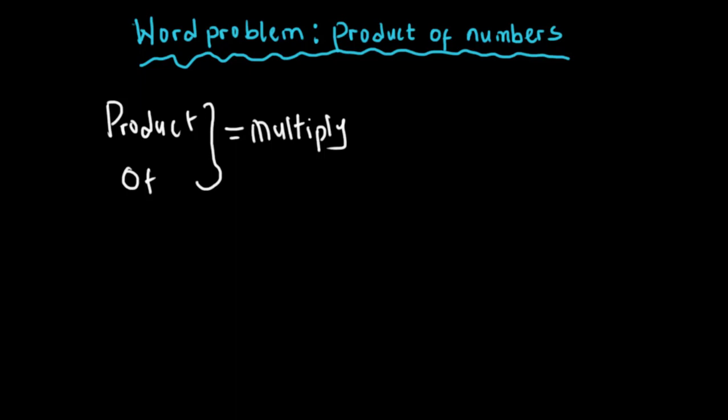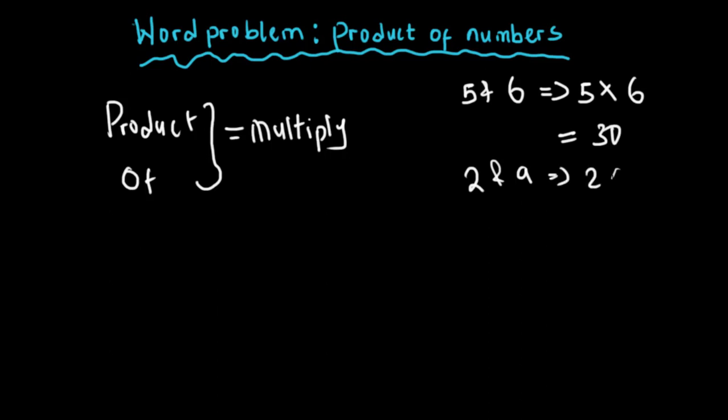So if I ask you, what's the product of 5 and 6? It means I'm asking you 5 multiplied by 6, which is 30. Do you understand? What is the product of 2 and a? I mean 2 times a, which is 2a.